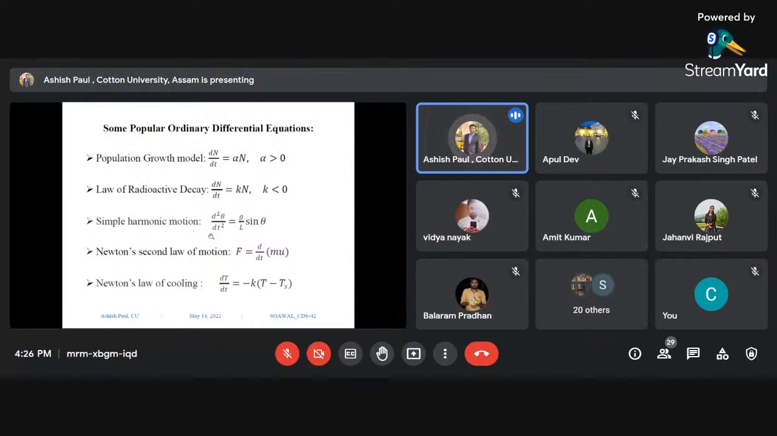A simple harmonic motion, we are familiar with this equation, an ordinary second order equation. Newton's second law of motion, that is force is rate of change of momentum, is a differential equation. Newton's law of cooling is another first order, first degree ordinary differential equation. So there are so many equations of this type, first order or higher order, ordinary differential equations obviously.